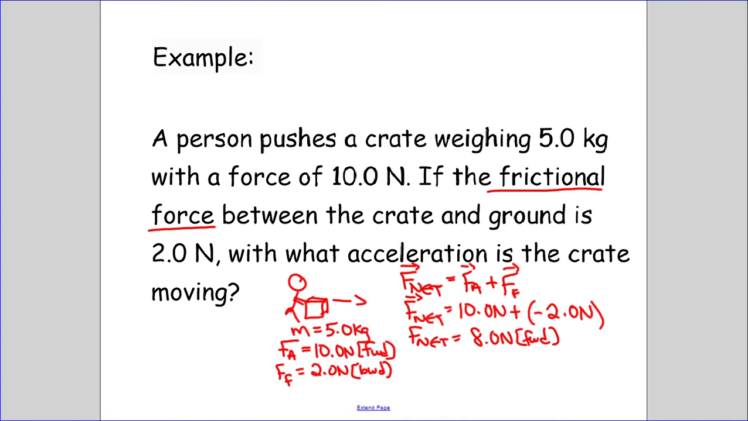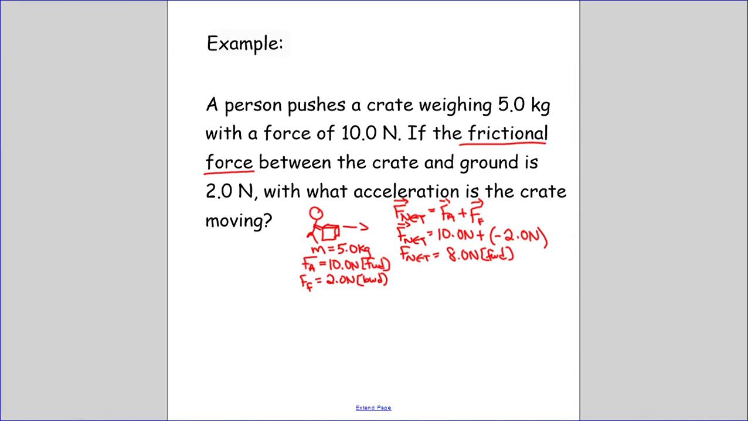Take a look just for significant digits. Remember, when you add, you go by place value. Both numbers are in the tenths place, which means that I've got 2 digits there. After that, the question is asking with what acceleration the crate is moving. So I have an equation where the net force equals the mass times the acceleration. So my acceleration, just rearranged, would be the net force over the mass.